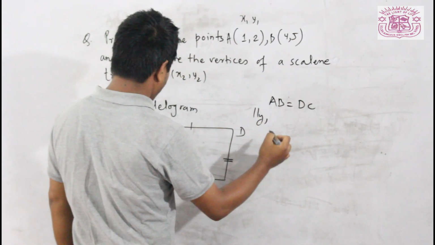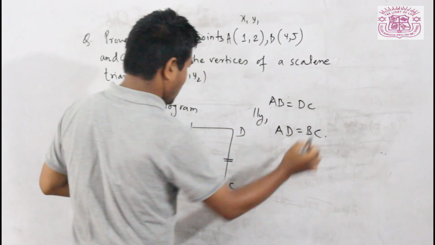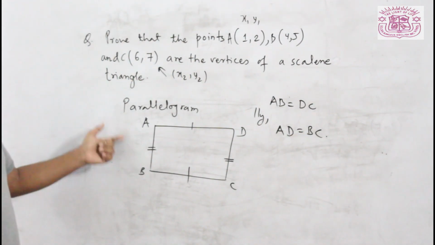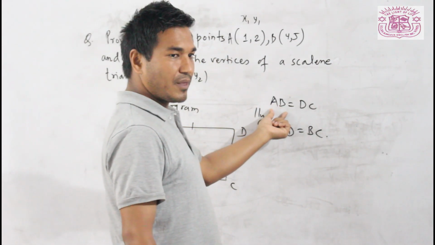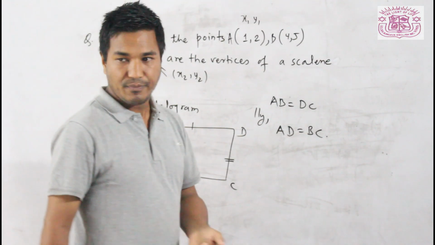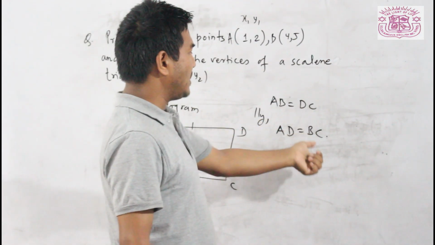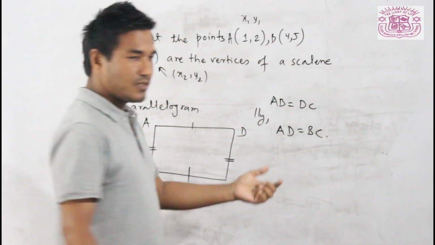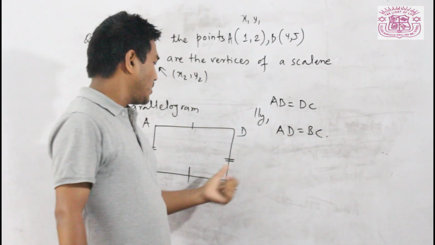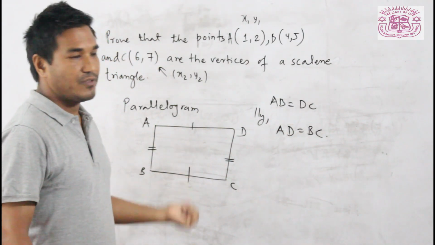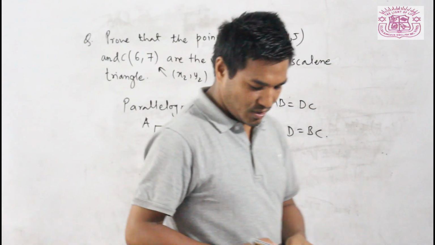Similarly, AD equals BC. You can find the distance of AB in the same way as we have done previously, and similarly you can also find the distance of DC, AD, and BC. And finally, you will get the result. If you get this result, then this will prove the given vertices are the vertices of the parallelogram. Okay, this is what we are studying.